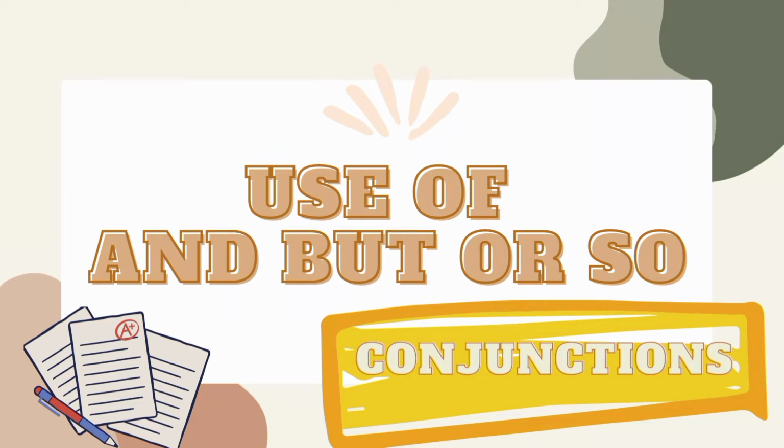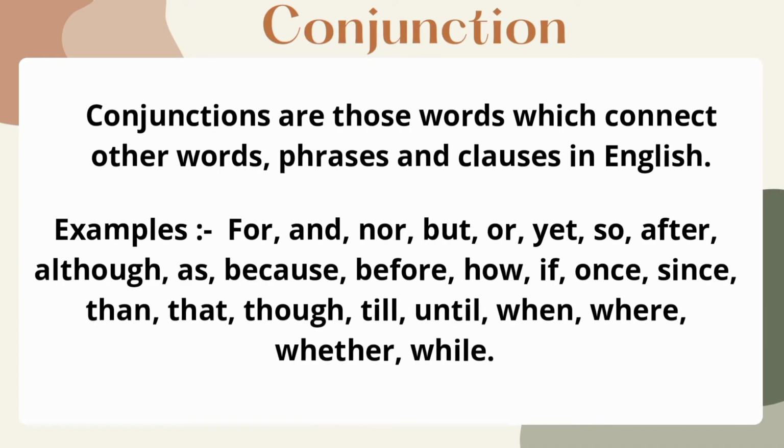Today we are going to learn the use of and, but, so, or. So let's start today's session. Conjunctions. Conjunctions are those words which connect other words, phrases and clauses in English. So basically today we are going to learn what a conjunction is and examples of conjunctions. Then we will see the use of and, but, or, so.